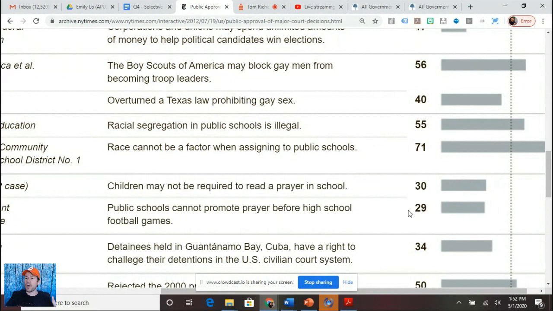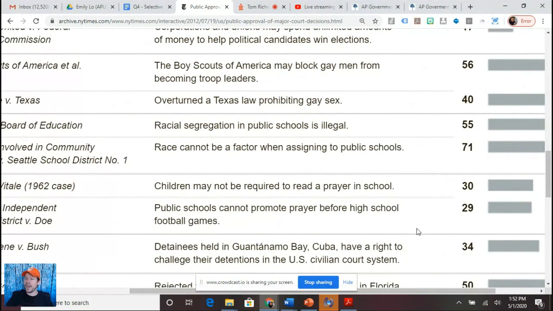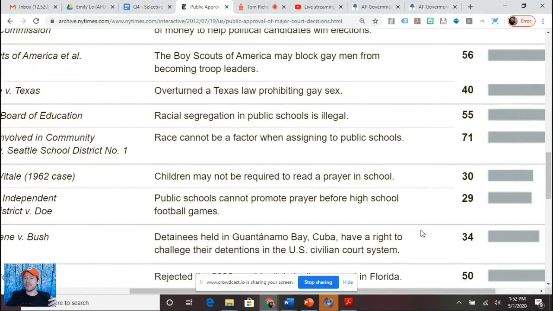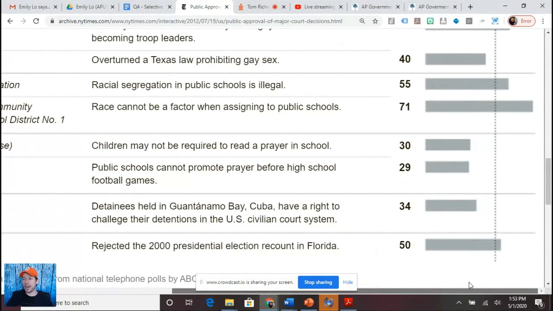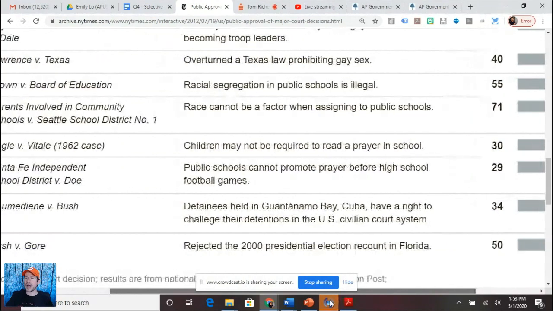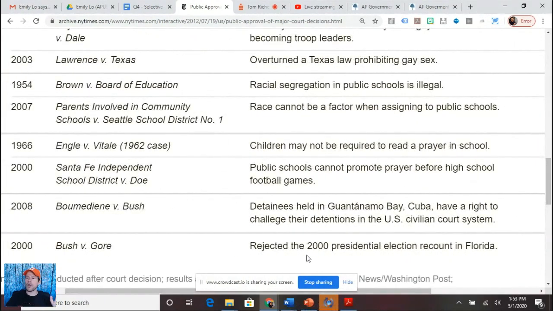But you see there where we've got several things here. You see where the Supreme Court said that detainees at Guantanamo Bay can challenge their detentions in the U.S. civilian court system. Only about a third of Americans agreed with that. So when you're looking at this, we see all kinds of examples where the Supreme Court has made decisions, and those decisions have not been in line with majority rule.